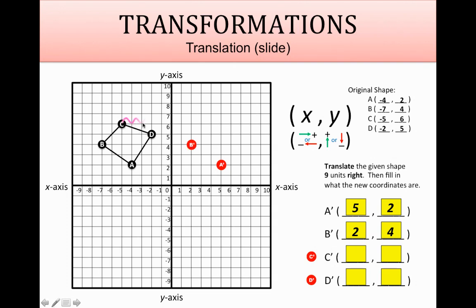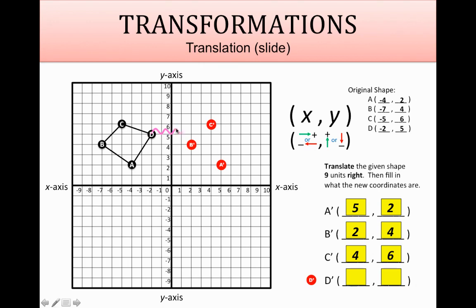1, 2, 3, 4, 5, 6, 7, 8, 9, right there. So you would click and drag your C prime, and that's where it's going to go. Now that is 4 to the right and 6 up, so that would be a positive 4 and positive 6. And lastly, you're going to move D 9 to the right.